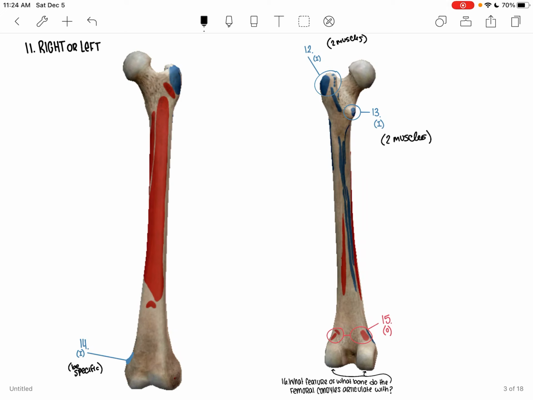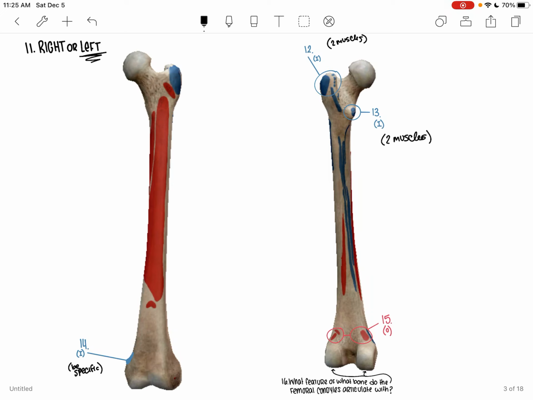All right, so hopefully you paused the video. First we'll start with right or left. The femoral head is a good indicator. That's always going to be pointing medially. And then the intertrochanteric line is always going to be anterior, whereas the crest is posterior. So knowing that, you can determine that this is a left femur.